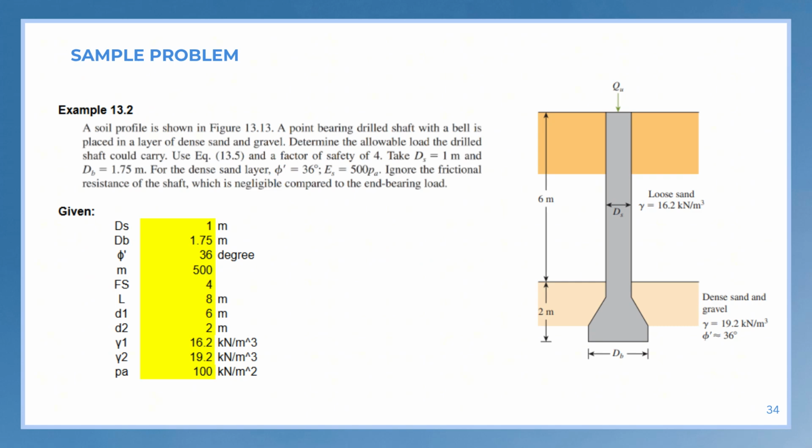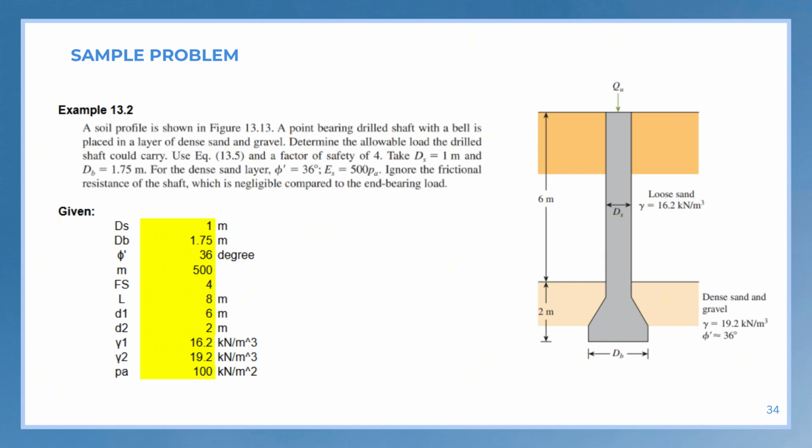Sample problem, example 13.2. A soil profile is shown in figure 13.13. A point-bearing drill shaft with a bell is placed in a layer of dense sand and gravel. Determine the allowable load the drill shaft could carry. Use equation 13.5 and a factor of safety of 4.